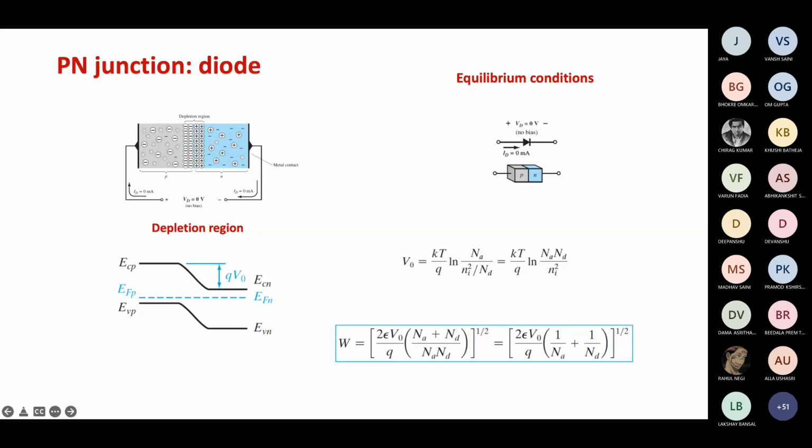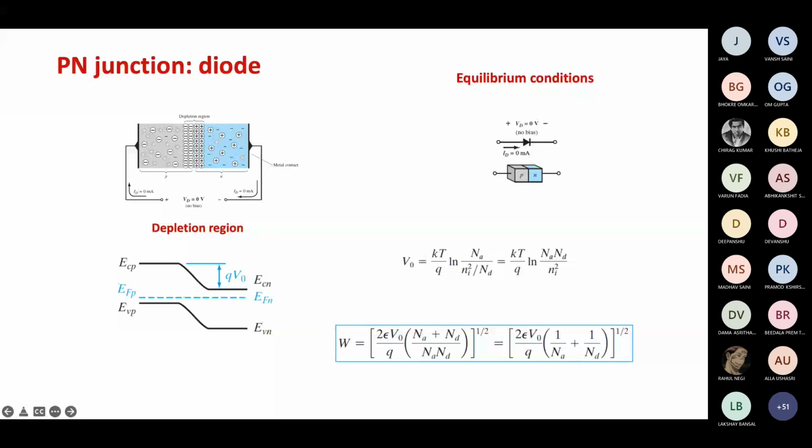This is the band diagram. We cannot go into too much detail of the band diagram here, but I'll give you an overview so that things are a bit clear. Both p-type and n-type materials are semiconductor materials, so both of them have a valence band and a conduction band. That's what we have plotted here.